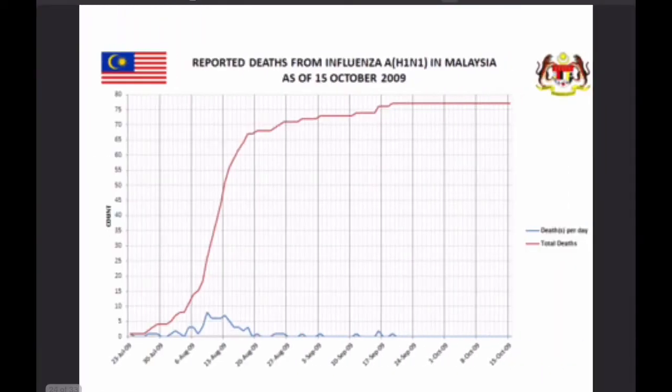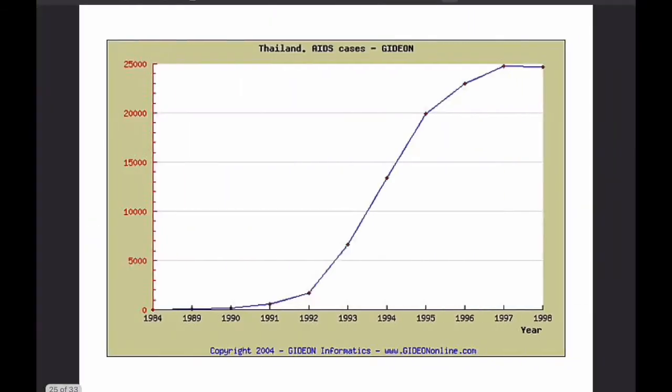So these are some other graphs that follow the logistic curve fairly reasonably. This is the reported deaths from H1N1 in Malaysia, and you can see this exact same logistic growth graph happening here. For example, here too, we have the number of AIDS cases in Thailand. We see the same very close to logistic curve growth, tapping out at some number.